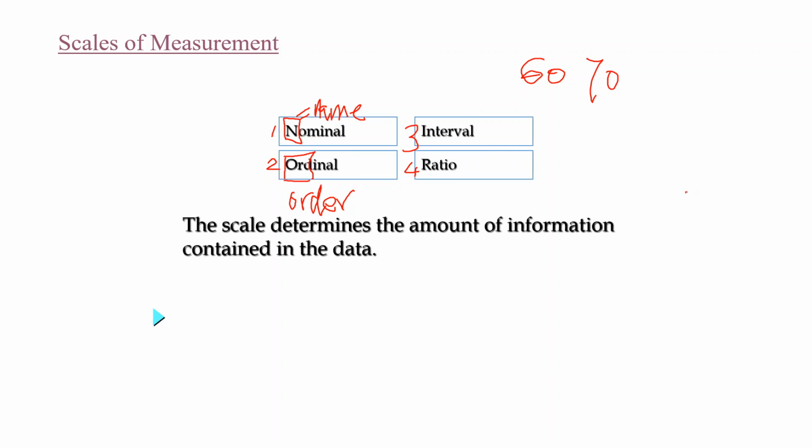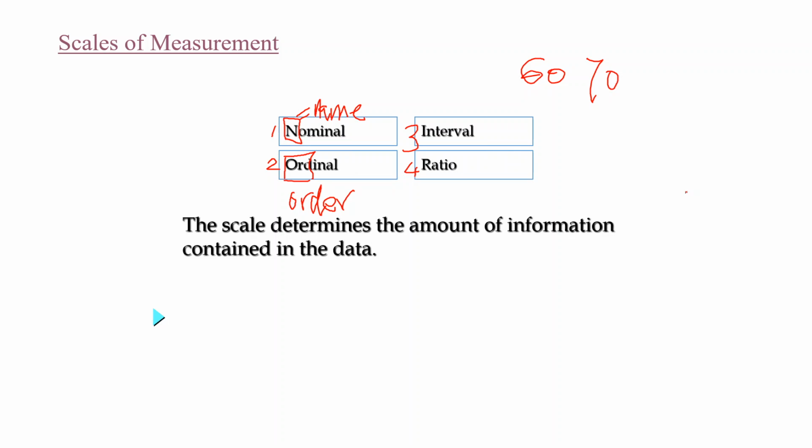So you can see, okay, each attribute has a name, right? 60 and 70. And also we can order them. We know 70 is higher than 60. And also the difference between these two attributes, 70 minus 60 equals 10, makes sense, right? 10 degrees hotter.